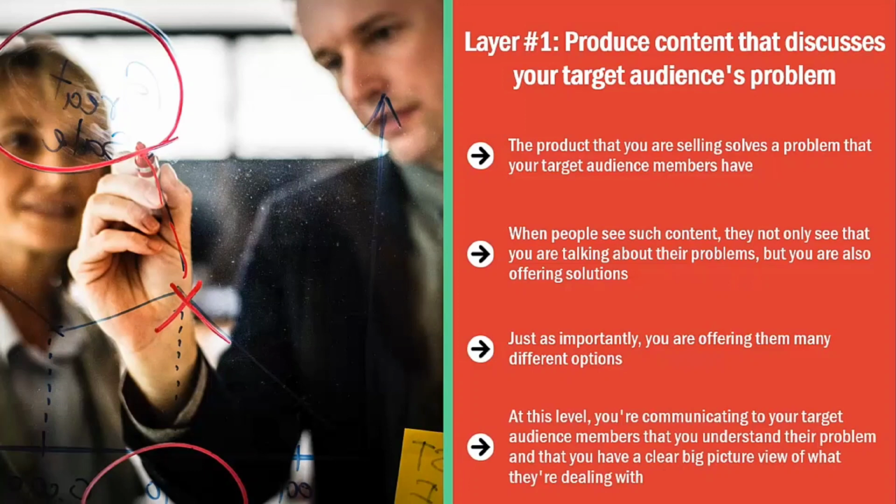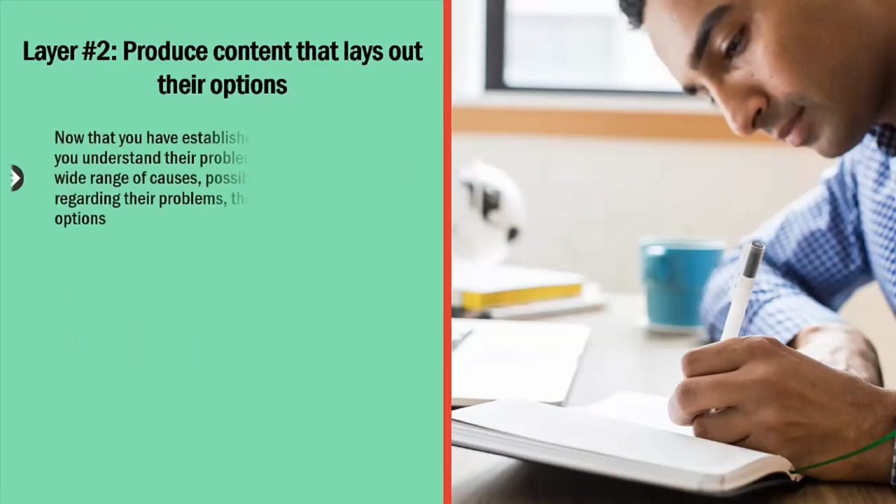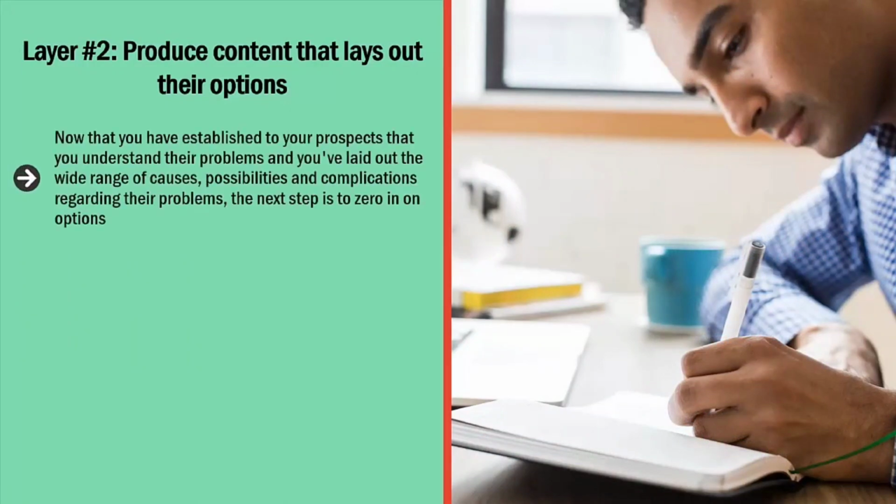At this level, you're communicating to your target audience members that you understand their problem and that you have a clear, big picture view of what they're dealing with. So you explain many different issues regarding their problem. You lay it out. And the more information they get from your content, the more credible and authoritative you become in their eyes. Layer number 2, produce content that lays out their options. Now that you have established to your prospects that you understand their problems and you've laid out the wide range of causes, possibilities, and complications regarding their problems, the next step is to zero in on options.